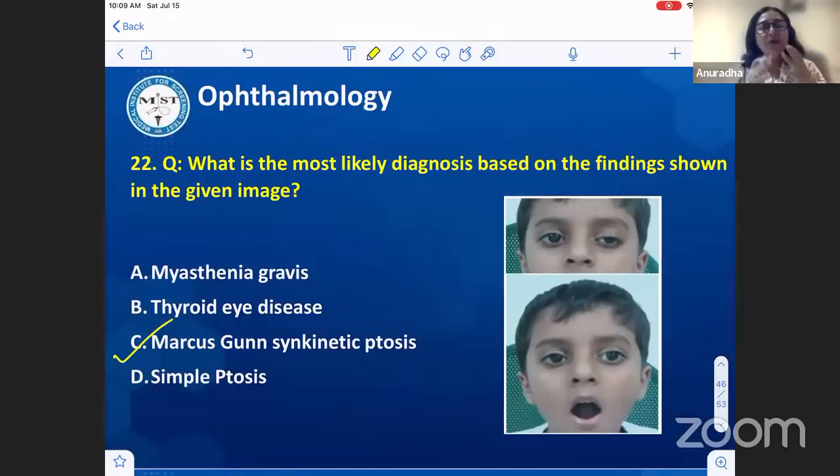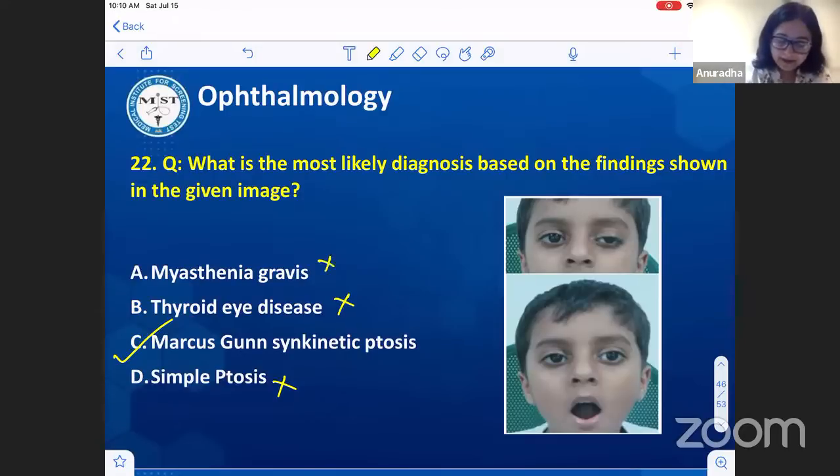They can give you the image and ask what is the type of the ptosis here. It's a type of complicated ptosis. Simple ptosis means there is no other nerve involvement, it's just ptosis due to the LPS problem. Thyroid eye disease does not lead to ptosis. It rather leads to lid retraction.